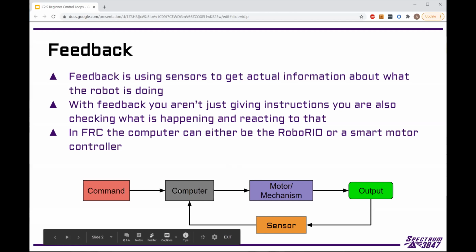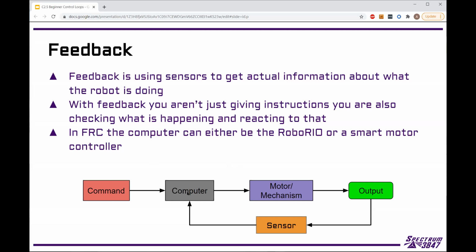The computer in this example could either be the RoboRio or a smart motor controller. So the Talon SRX, the Falcon or the Talon FX that's on the back of the Falcon 500 motor, or the Spark Max that we were talking about last week and we're going to use in our examples today, could all be that smart motor controller that can handle some of the feedback on its own.